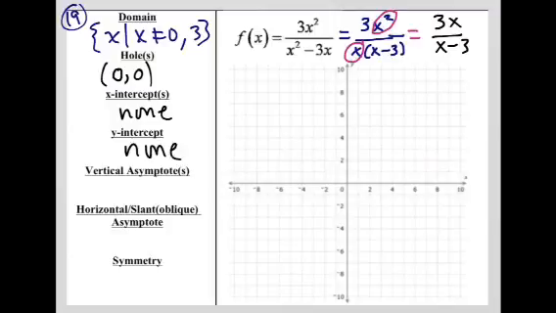Vertical asymptote, x equals 3, because that's what makes the denominator 0. And this is a powers equal function, so 3 over 1, because the leading coefficient is 3 and the leading coefficient here is 1, so 3 over 1. And as for symmetry, this one has none, because when you replace x with negative x, the numerator is the same, but the denominator does not give you the same, and it does not give you the opposite. So it's none.